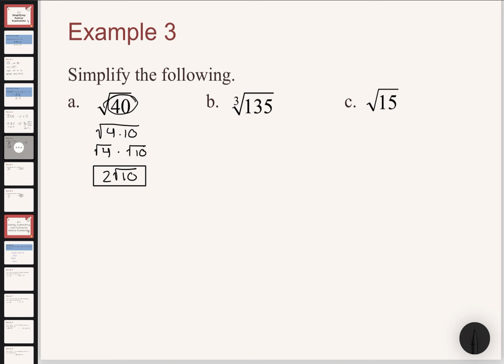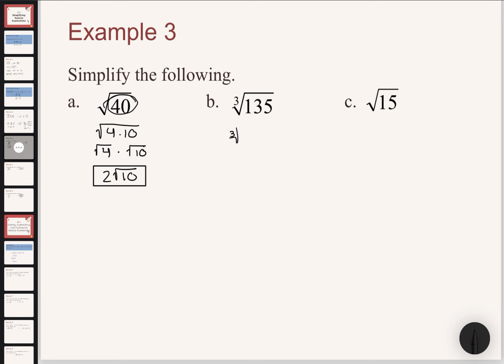All right, what about the cube root of 135? So here I'm looking for the greatest perfect cube. You might want to test some things out, try some things in your calculator. So some perfect cubes would be 8, 27, 64. Try dividing 135 by some of those and see, is it a factor?